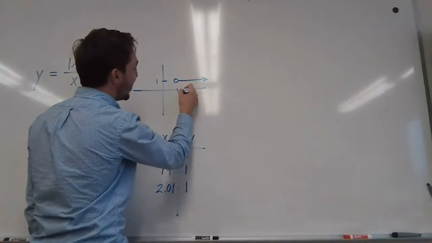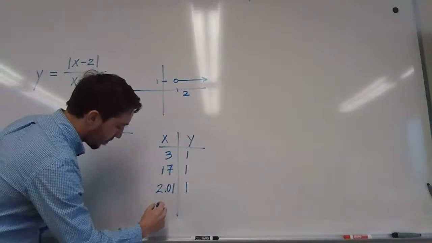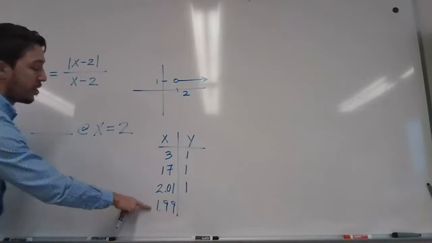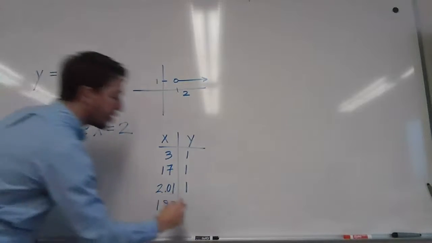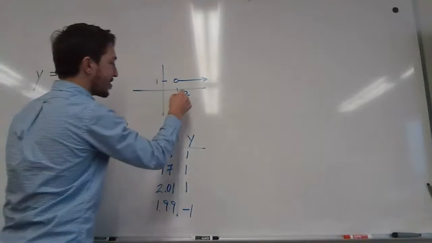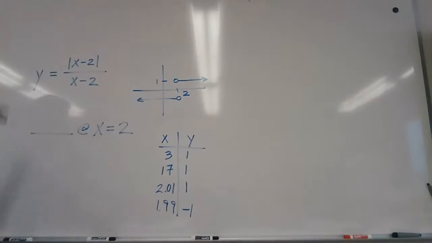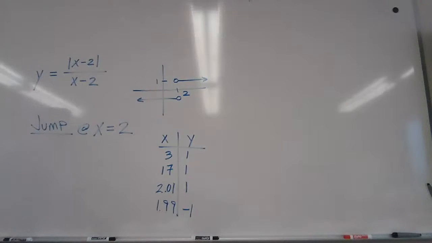How about if x is less than 2? What if x was, we cut right to the chase and say 1.99? I'd have 0.01 over negative 0.01. My y values would all be negative 1. Does this ring a bell now? Yes. Now, that's a jump. So the answer is there is a jump at x equals 2.